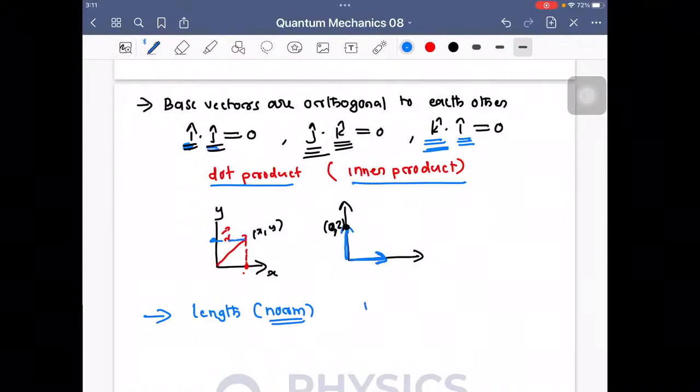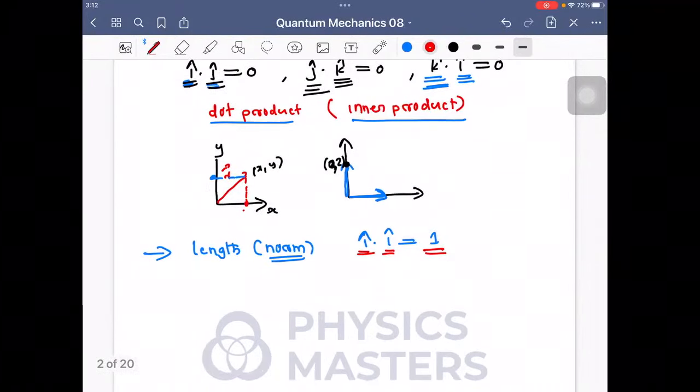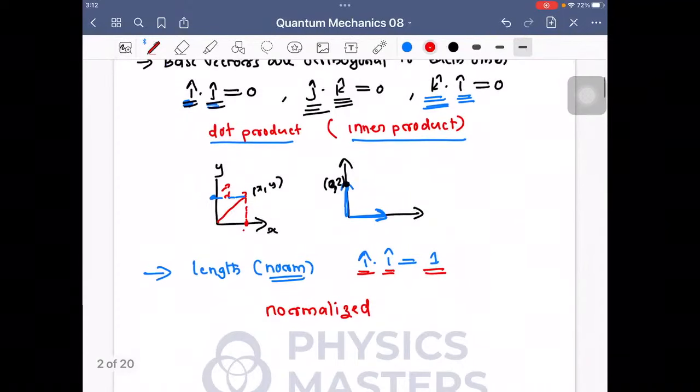So when you take its dot product or scalar product or inner product with itself, you will get 1, because the magnitude of this vector is equal to 1. So when you take a dot product of a vector with itself, and if the result is 1, it means that the length of that vector is 1, or the norm of that vector is 1. The norm of that vector is 1 means we can say that this vector is normalized. Okay? So if the length of a vector is 1, it is a normalized vector.